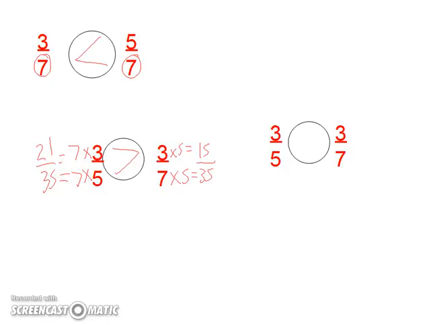So the first thing I want to do is I'm just going to take the two numbers on the bottom times each other. So 5 times 7 is 35. That's my new denominator, and it's for both numbers. This is going to be changed to a 35, and this is going to be changed to a 35. So here comes the cross multiply butterfly. I'm going to take this times this. 3 times 7 equals 21.